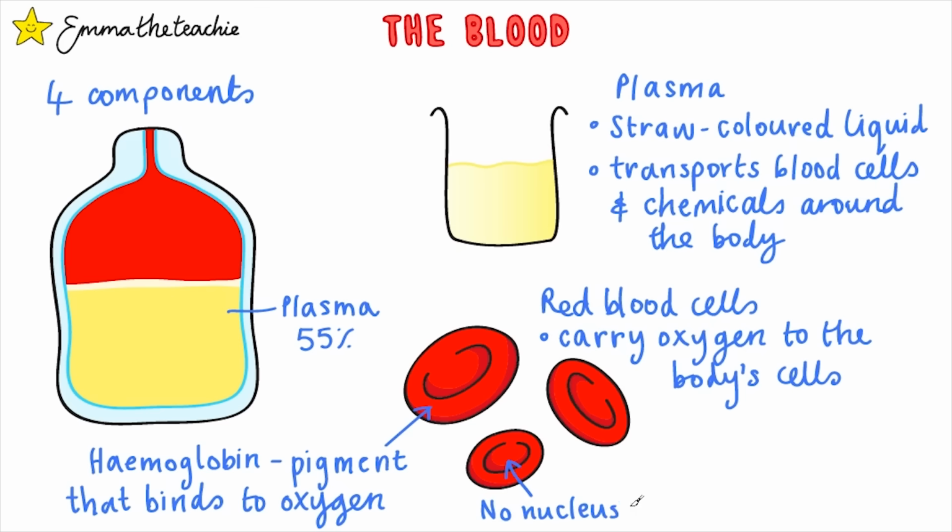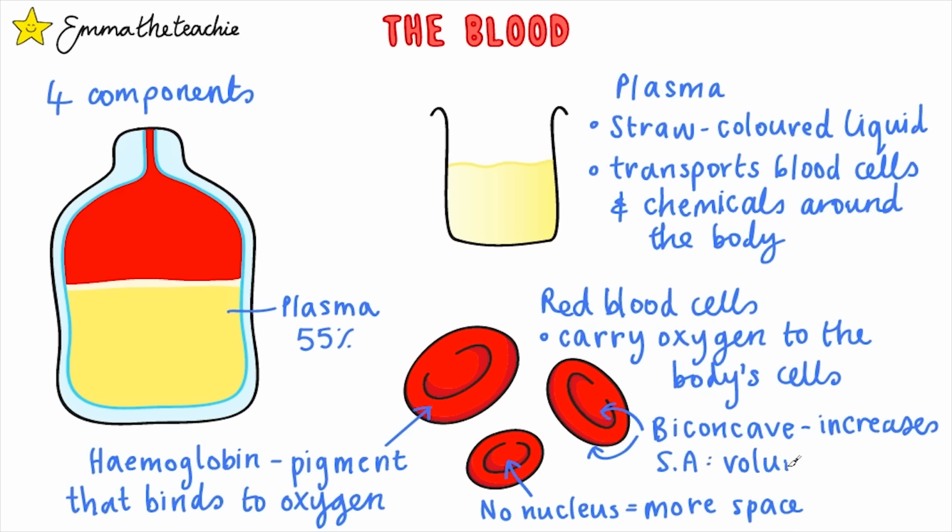Secondly, they have no nucleus. This allows more space for the hemoglobin pigment. And thirdly, they're biconcave, which means they have a dip on each side. This increases their surface area to volume ratio so they can carry more oxygen.